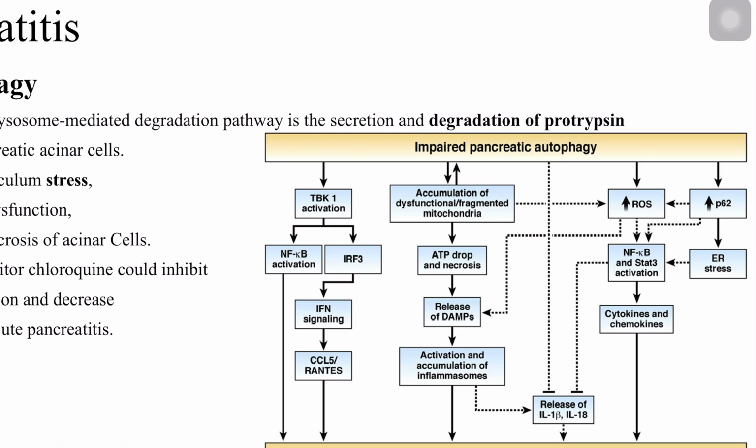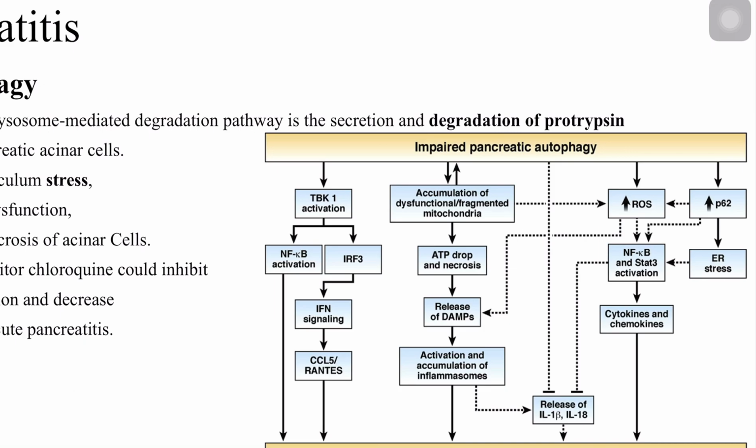And the other cascade is very important between impaired pancreatic autophagy, accumulation of the fragment of mitochondria, and the dysfunction of the mitochondria. ATP formation decreases, ATP drops, and necrosis can happen. Release of the DAMP can start, and activation and accumulation of the inflammation. Also, inflammation will be increased.